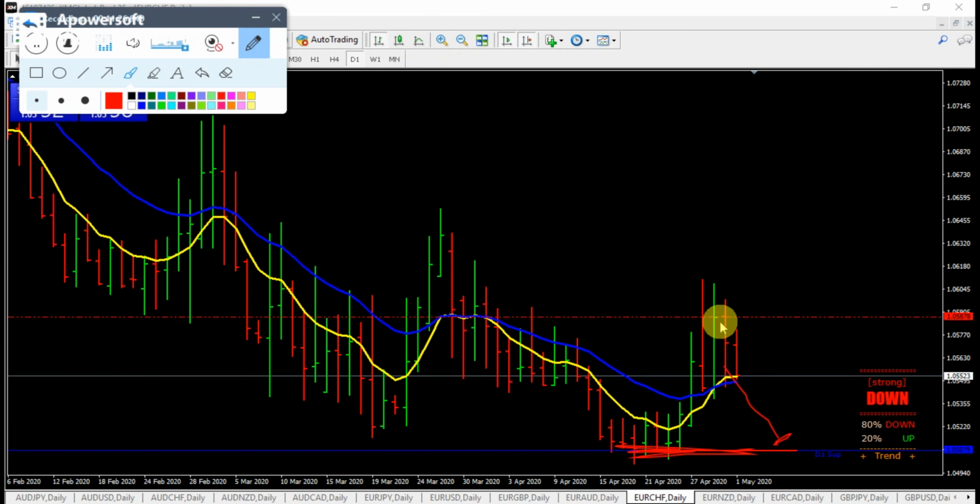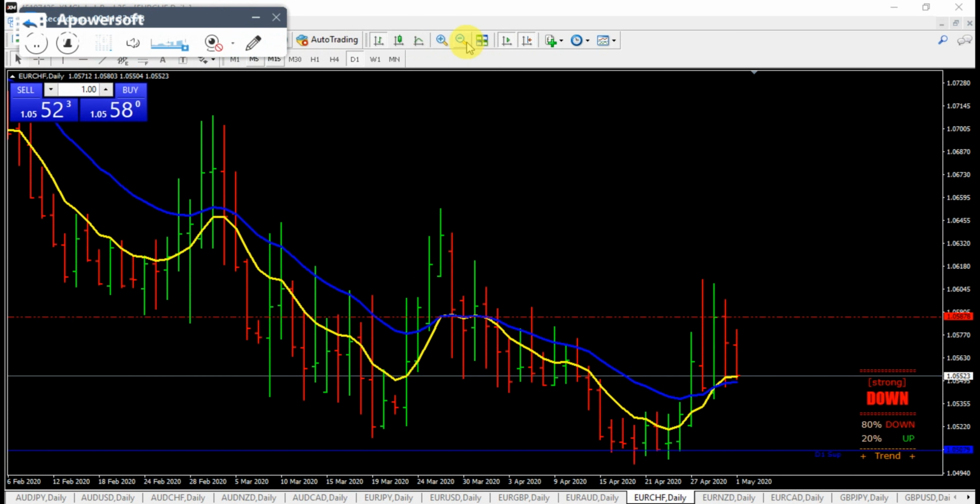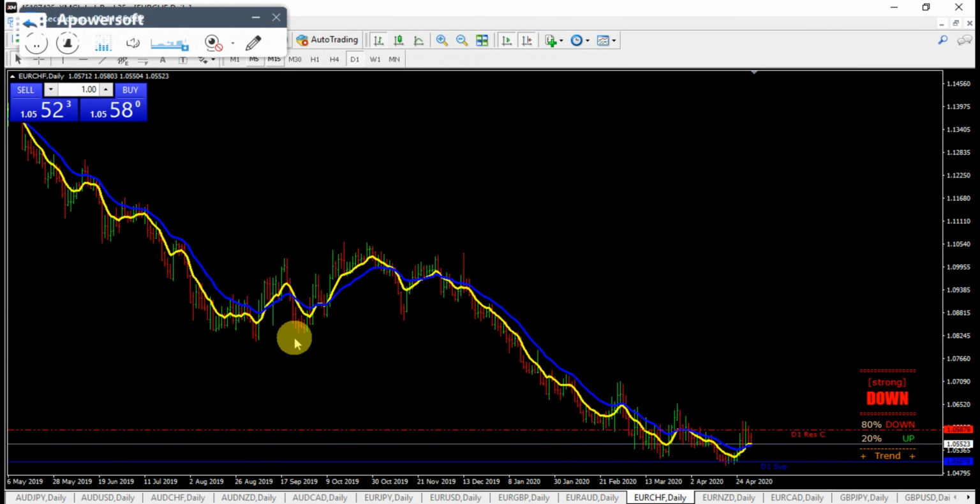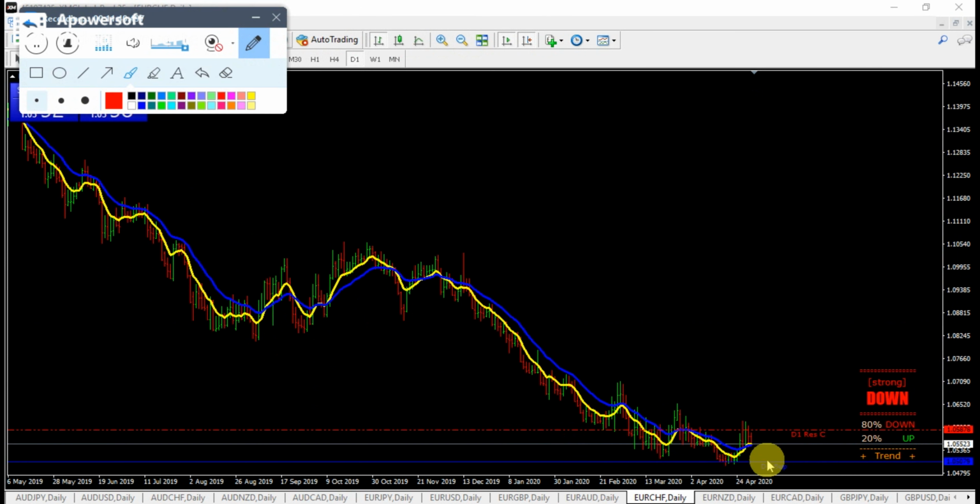I got the confirmation here to sell, but I didn't sell it from here because there is a reason. I'm going to show you why. As you can see, Euro Swiss is also at one of its lifetime low prices. So I'm expecting Euro Swiss to go up, and it will go up a lot.